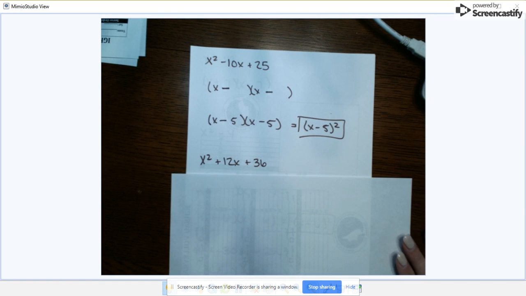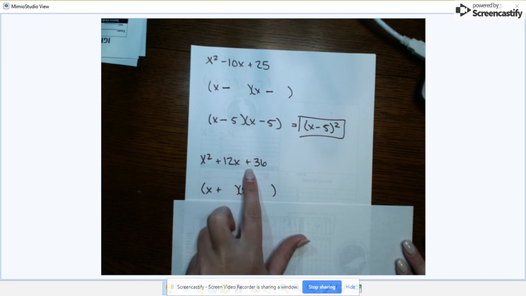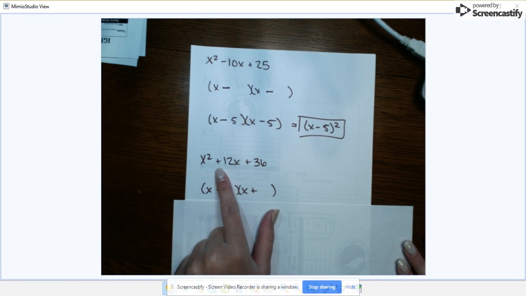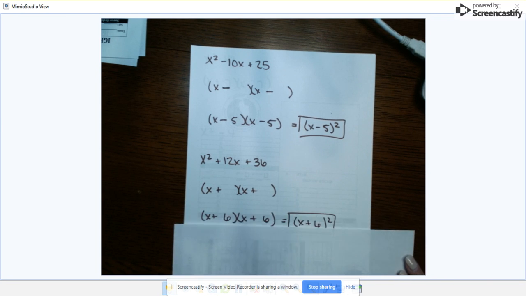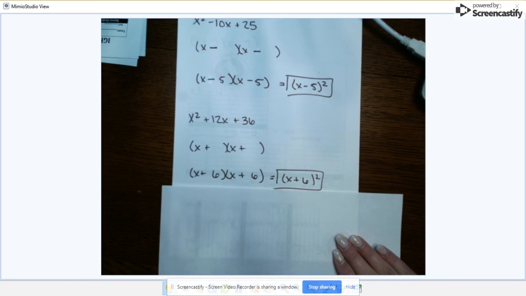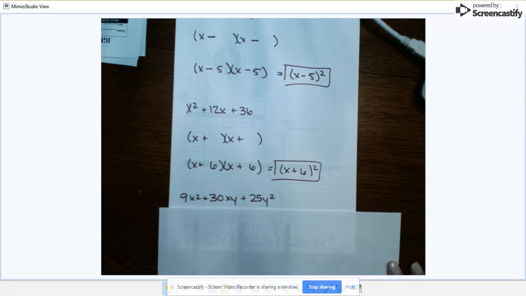Here's another one, x squared plus 12x plus 36. Our parentheses are going to be x plus because of that plus sign. They match this sign. And then what multiplies to 36 that adds to 12? Well, that'd be 6 and 6. Again, simplify that to be x plus 6 squared for full credit. Here's a little more complicated one, but the same idea.